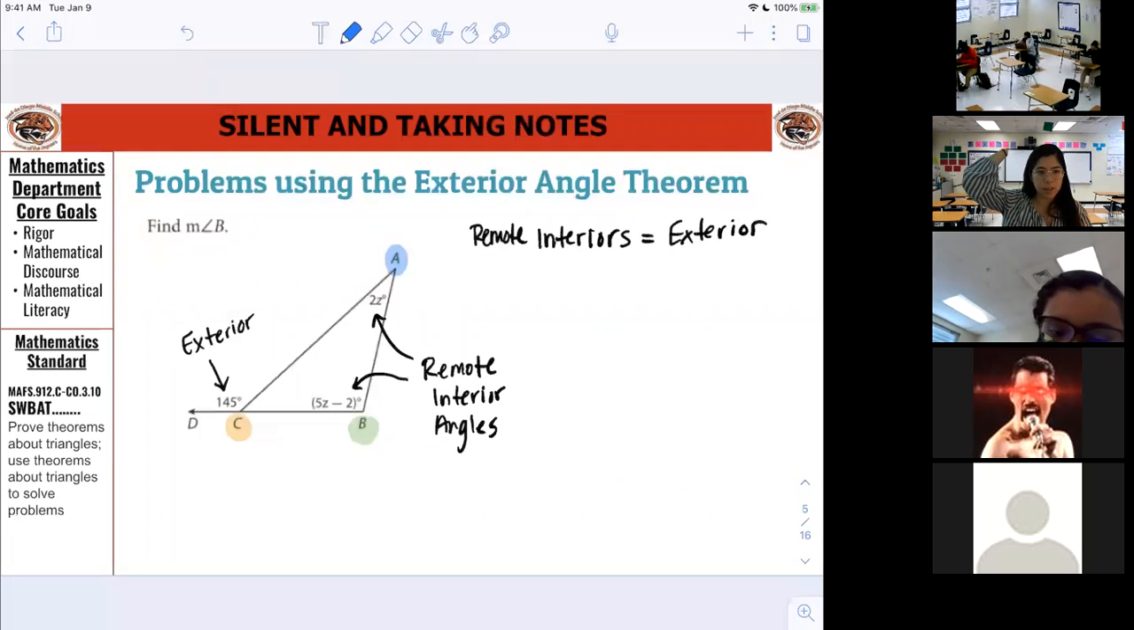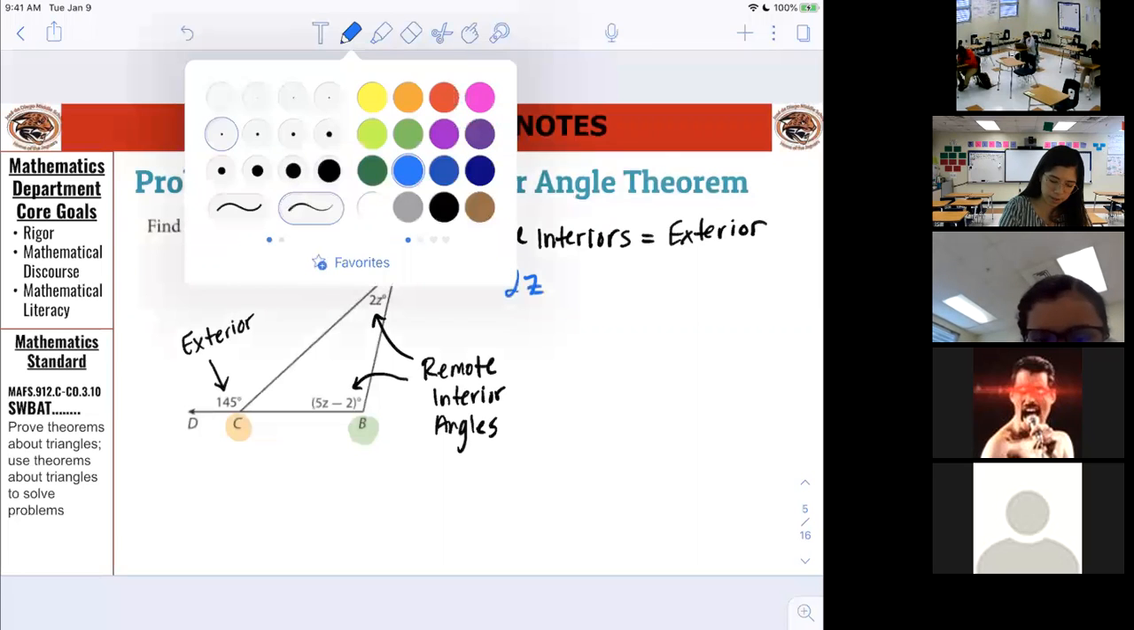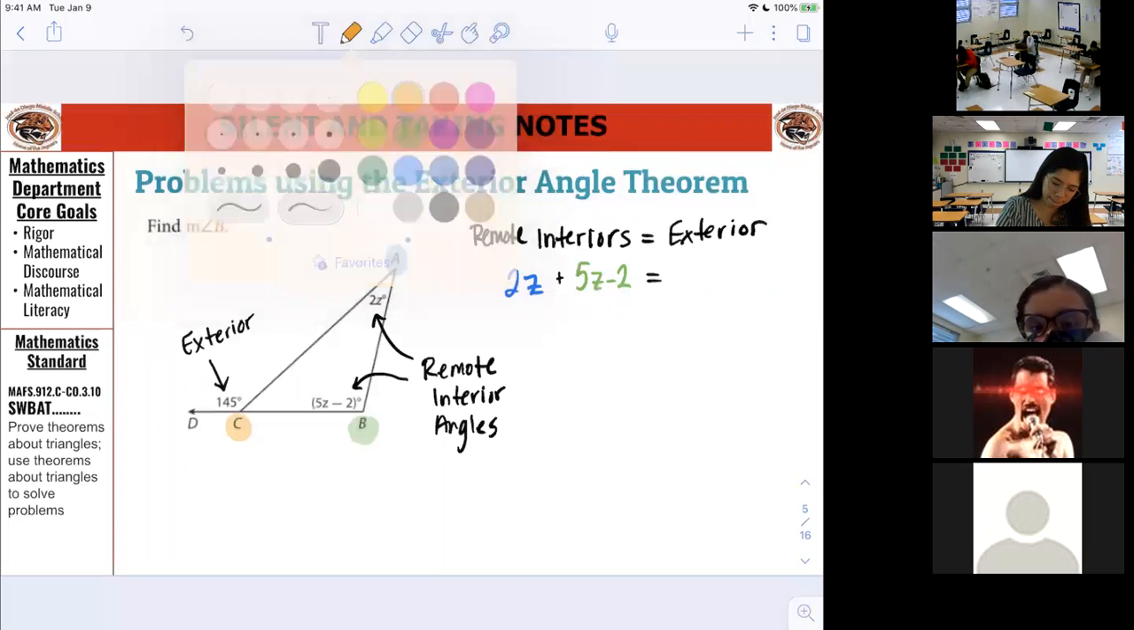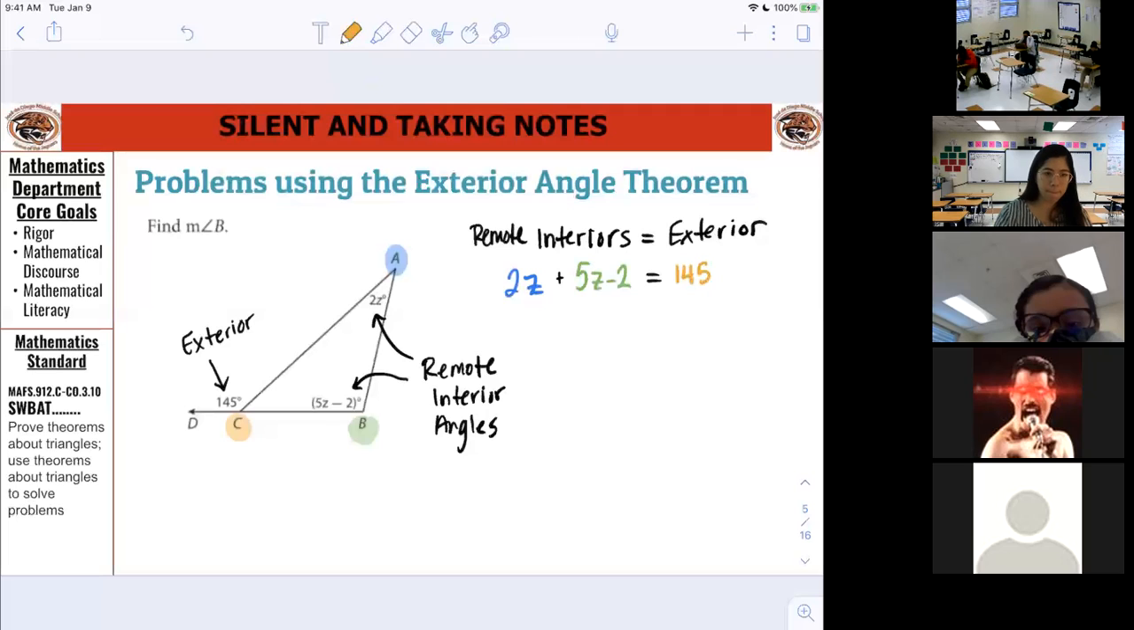Just like Tyrone was saying, A and B are going to equal the exterior angle. So A is 2z, so I know 2z plus 5z minus 2 equals 145. All I did was use my theorem to help me put together that equation.